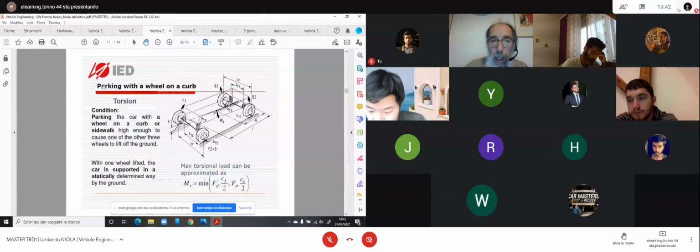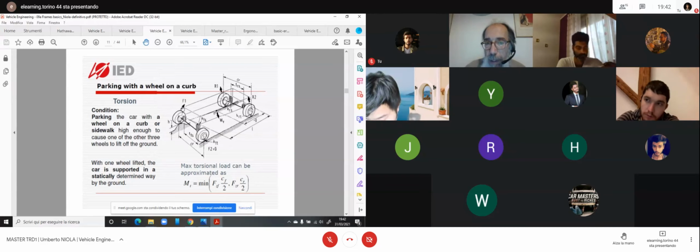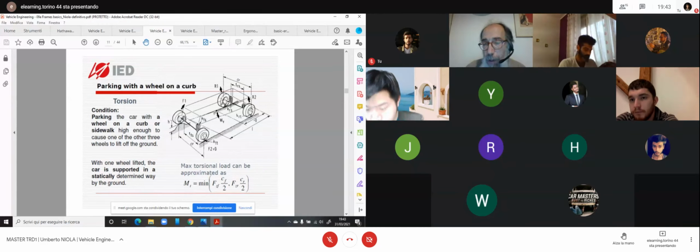So when parking with a wheel on a curb, you introduce the maximum torsion. For calculation, you make the hypothesis, you lift one wheel, only one wheel, till you lose the contact on the opposite one on the same axis. It's something like you are jacking up the car from this corner. Okay? So if you lift enough this corner, sooner or later, you lift also the other wheel on the same side. You try to tilt over the car, if I can say that.